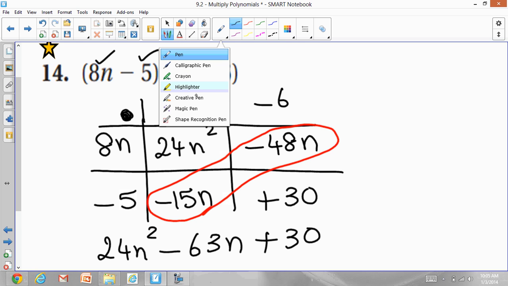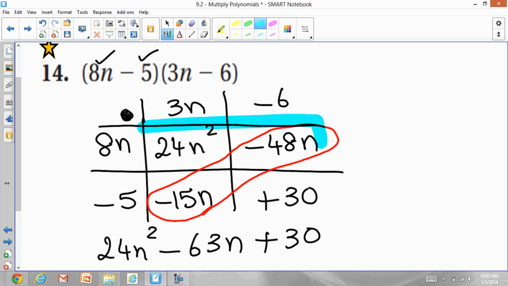So if I highlight and show you, this box is your answer, but the box itself does not have it in simplest form because you can still combine these two. This one I cannot combine, I'm just going to bring it down. These two, because they are the same n's, I can combine them to give you negative 63n and plus 30. There is nothing else to combine. So this will be the final answer.